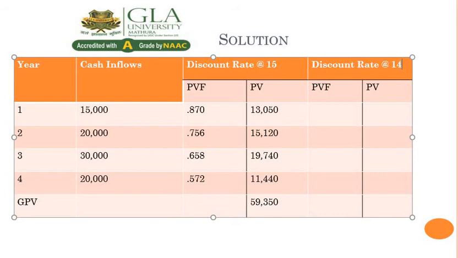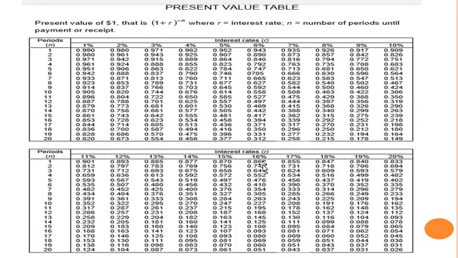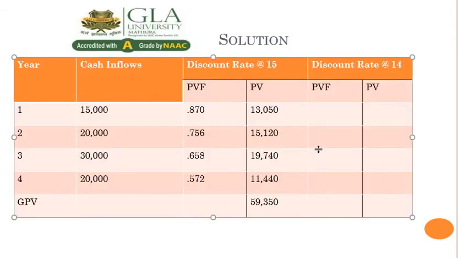Now at 14%, the present value factors are 0.877, 0.769, 0.675, and 0.592. We can find these with the same method: 1 upon 1.14 equals 0.877, and again with the calculator we find 0.769, 0.675, and 0.592.